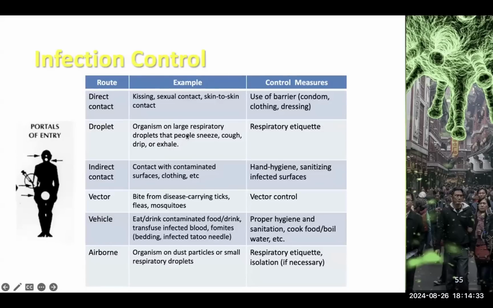So these are some of the infectious control measures. For direct contact, we may use barriers like condom, clothing, or dressing. For droplet, we advocate respiratory etiquette. For indirect contact, we use hand hygiene and sanitizing infected surfaces. For vector, we use vector control. For vehicles, we use proper hygiene and sanitation. And for airborne disease, again, we use respiratory etiquette.